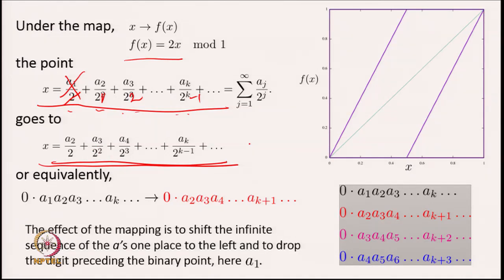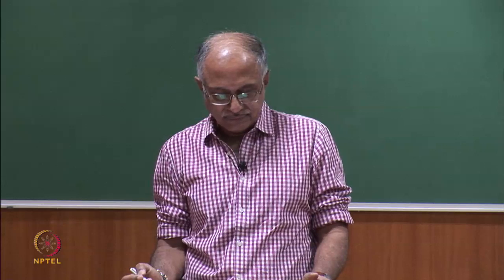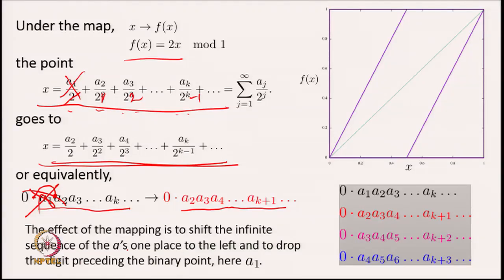Equivalently, we can say that x, which started out as a1, a2, a3 all the way through to infinity, will now get transformed to a2, a3, a4, etc., just removing the first digit. I could have taken this binary point over here and just shifted it and removed the first symbol, and that would have had the same effect. So, the effect of the mapping is to shift this infinite sequence of a's one place to the left. Sorry, I shift this infinite sequence of a's one place to the left, and I drop the digit preceding this binary point, and in this first example it was a1.